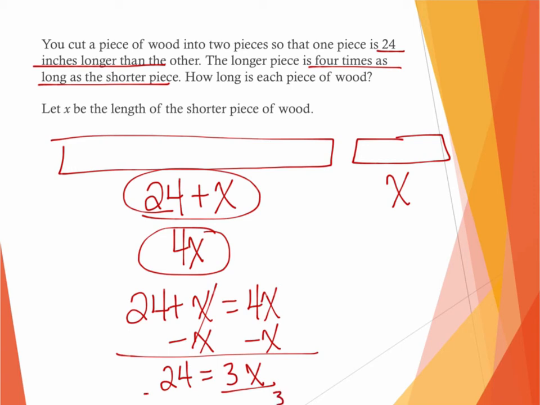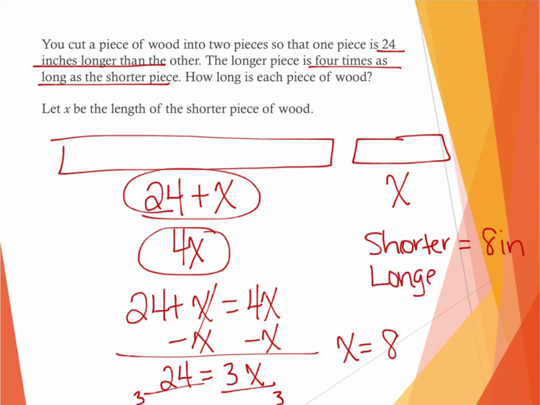I ran out of room here on the bottom, but I'm dividing each side by 3. So I have x is equal to 8. So that means the shorter piece of wood is 8 inches, and the longer piece of wood is 32 inches. Again, I found the longer piece of wood because I just multiplied it by 4, or added 24.